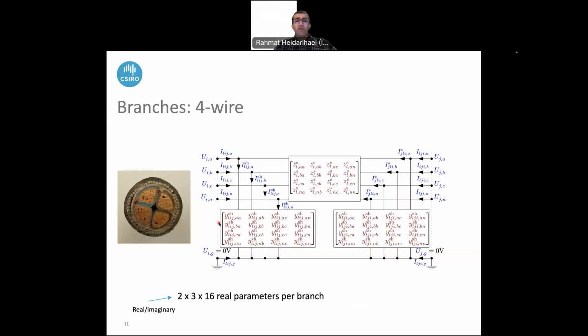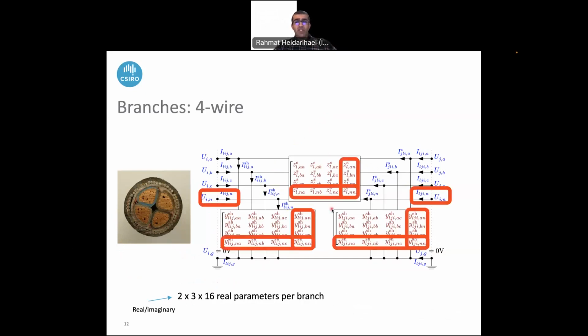Then there are four-wire branches, which have 2x3x16 real parameters per branch, where the extra parameters are due to the extra row and column for the neutral voltage and current in the network.